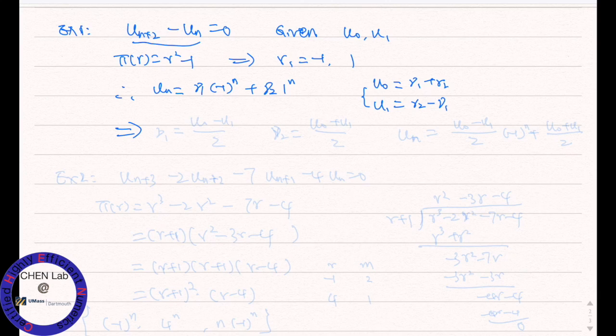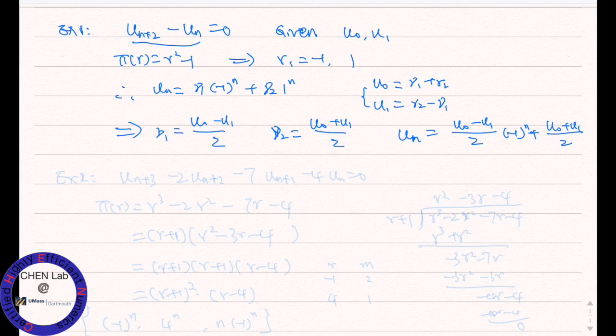Like when you solve an ODE, you have constants, and you use the initial condition to solve for the constants. So here, I get my gamma 1 is then (u0 minus u1) divided by 2, and my gamma 2 is (u0 plus u1) divided by 2. And my un now is then equal to 1/2 (u0 minus u1)(-1)^n plus 1/2 (u0 plus u1).